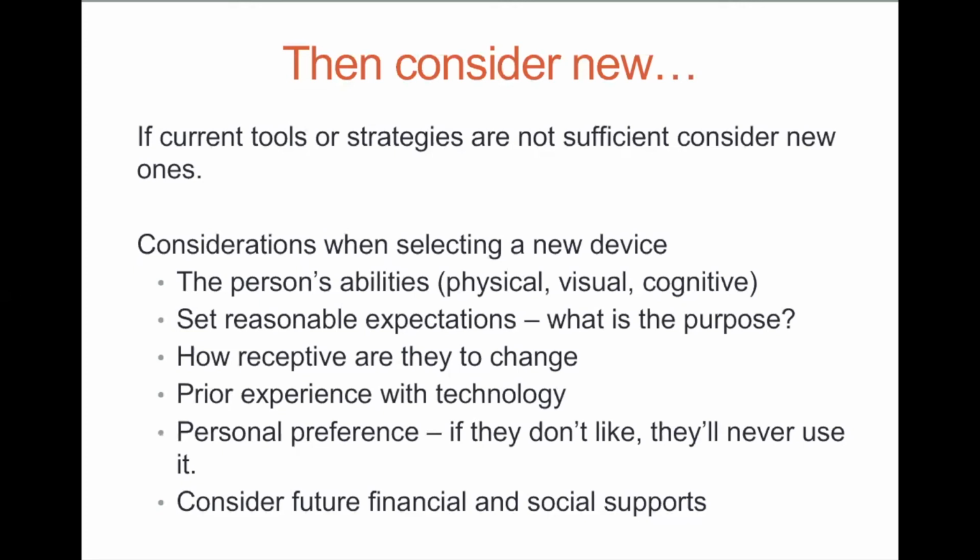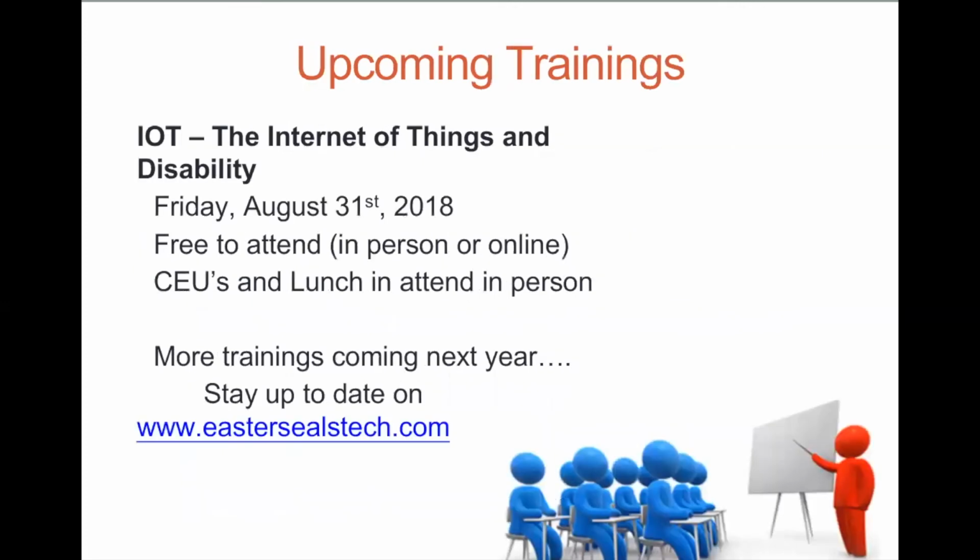Also, remember that loan library I talked about earlier. Borrow some things. Try some different stuff to see if it meets the needs. Borrow two or three things. See which one works best. What works best, maybe they don't like, but another one works and they like it. So, try to stick with that one.